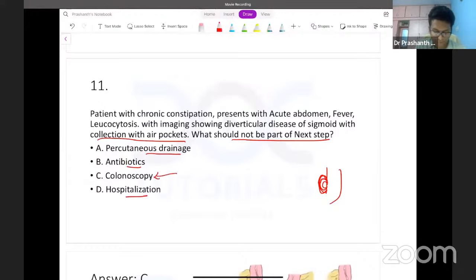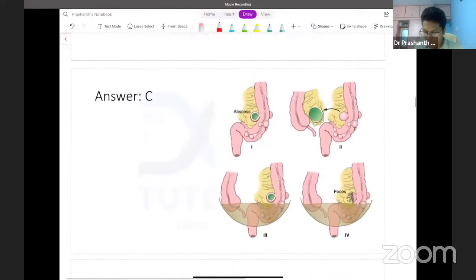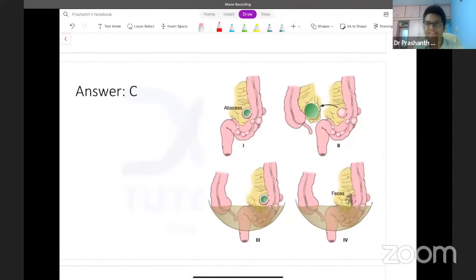Now, colonoscopy can increase the problem, especially because you inflate air, it might cause trouble. It's like telling there's already a mini perforation. Would you want to increase it by colonoscopy? Yeah. So the answer here is colonoscopy, which is obvious. So this is the Hinchey classification grading for diverticulitis. Go through Harrison, it is given well. Okay. I'm not going into depth.